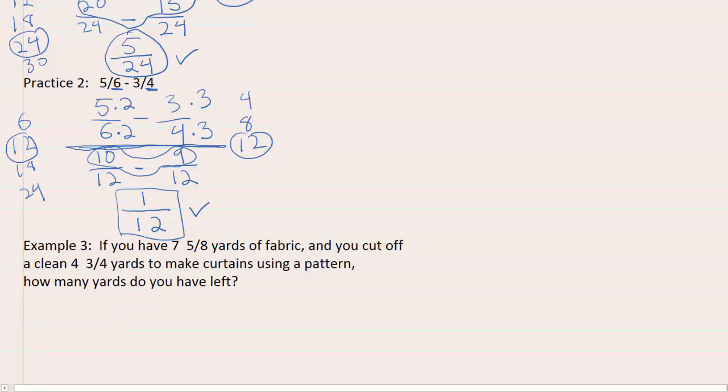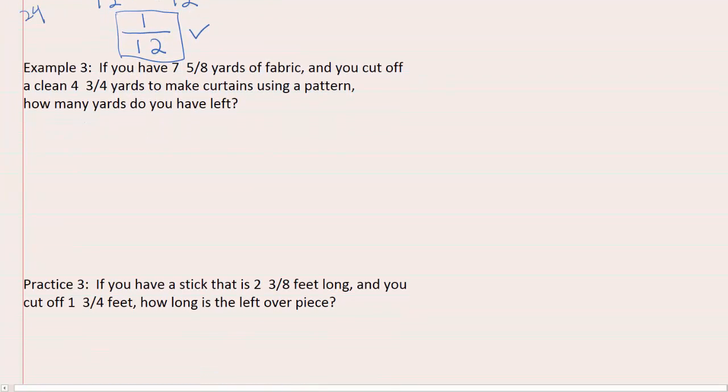Okay, so this next one right here, we've got a little bit of a story to go along with it, trying to make it a little bit more real life, especially if you've ever done any sewing. So we're starting out with 7 5/8 yards of fabric, and then we're cutting off a nice clean 4 3/4 yards of fabric to make a curtain using a pattern for some curtains, and it says, how many yards do you have left? Okay, so we're starting out with 7 5/8 minus 4 3/4.